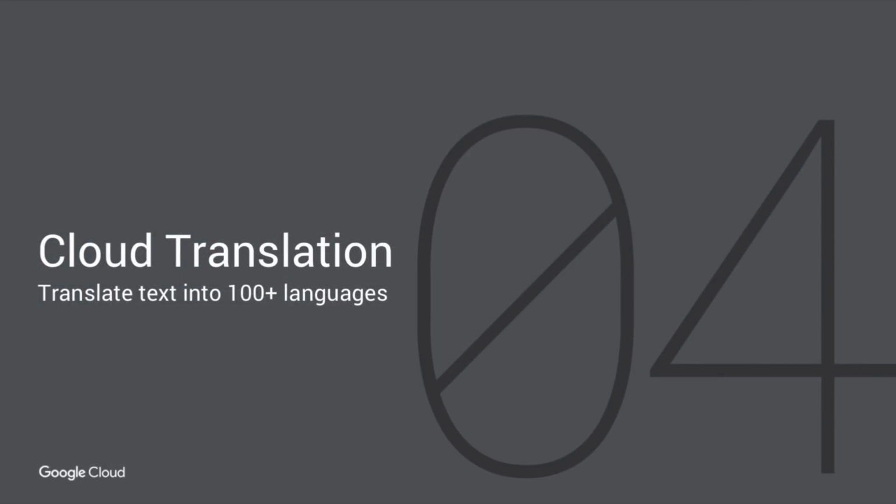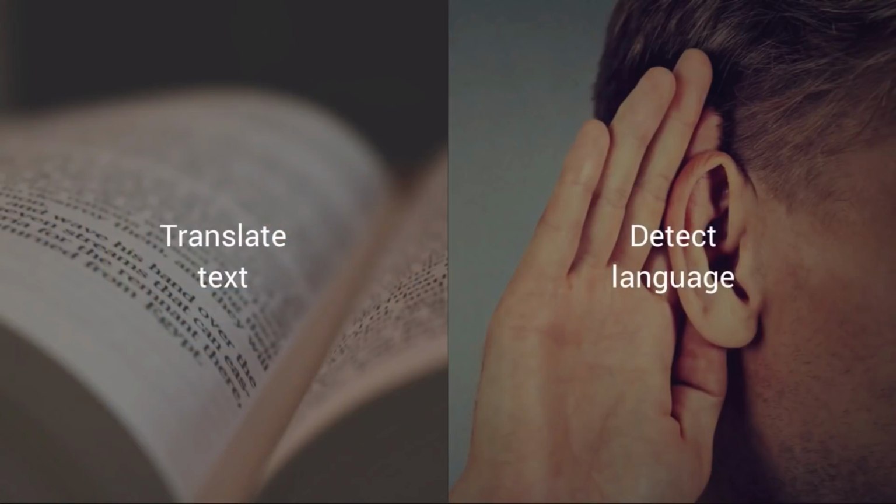One thing you might want to do with text once you've transcribed it is translate it. You likely have users all over the world, and you want to translate it into a language that makes it accessible for them. You can do that easily with Cloud Translation, which lets you translate text into over 100 languages. The features of Cloud Translation are pretty simple. You can either translate text, or you can simply detect the language of inputted text.